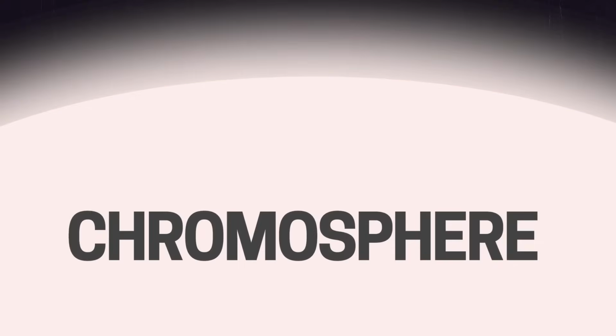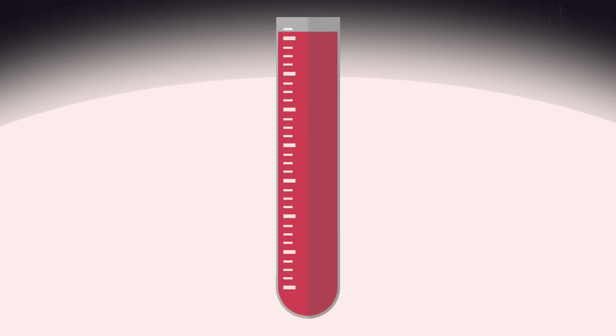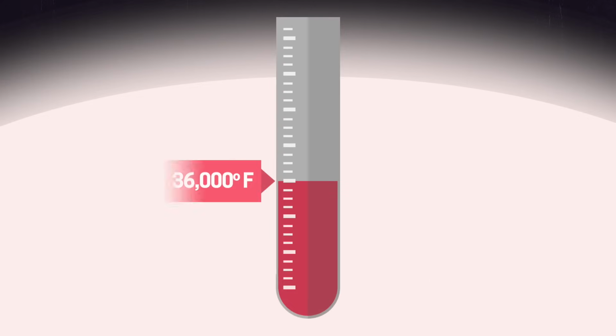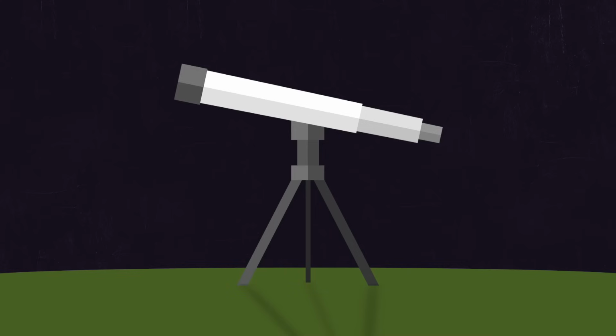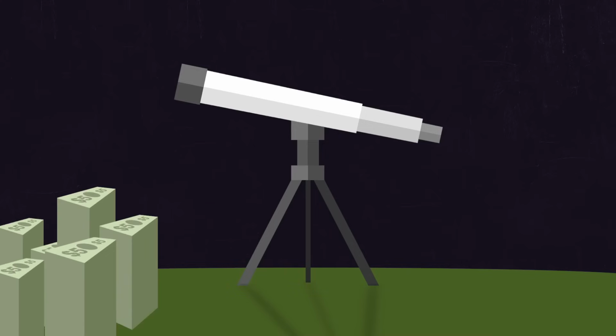The next 3,000 miles is the Sun's chromosphere, which is Greek for color sphere. Now the temperature suddenly drops to around 36,000 degrees Fahrenheit. And at these temperatures, hydrogen atoms begin to radiate in a reddish color, hence the layer's name. But against the brighter background layers, you can only see the chromosphere and the corona with special, expensive equipment.